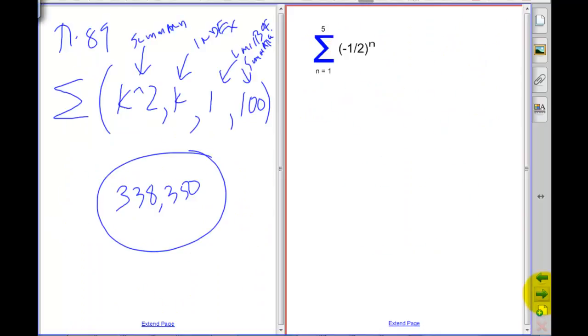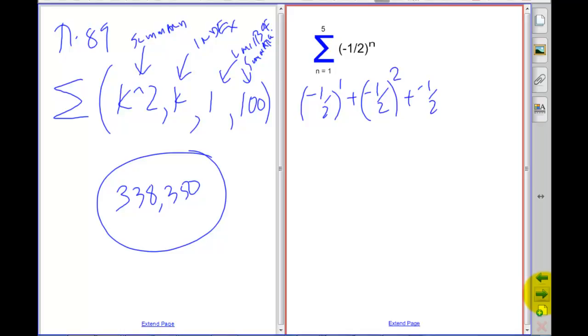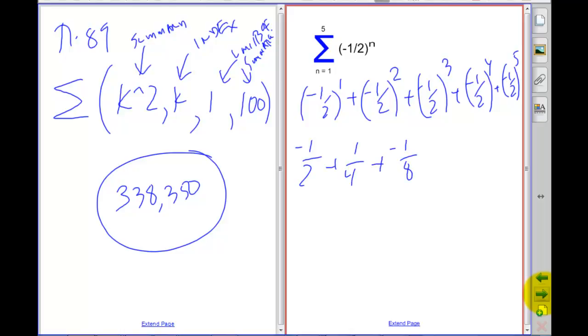Okay, another summation. So negative a half to the first, plus negative a half to the second, plus negative a half to the third, plus negative a half to the fourth, plus negative a half to the fifth. So negative a half and a quarter, and negative an eighth, and a 16th, and negative a 32nd.